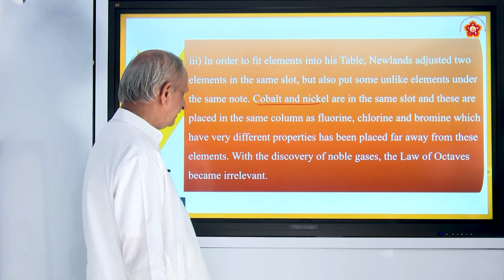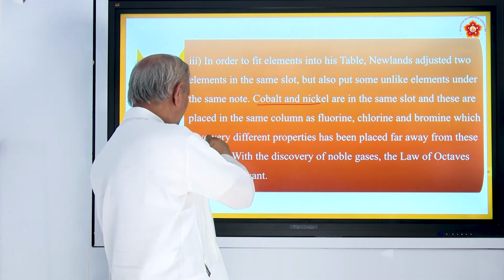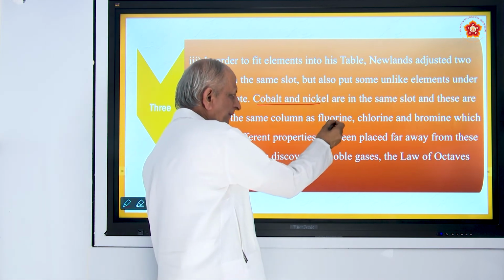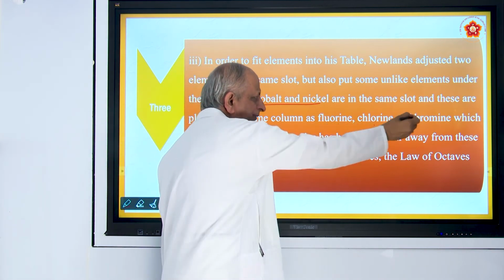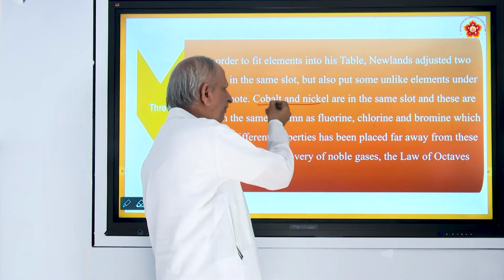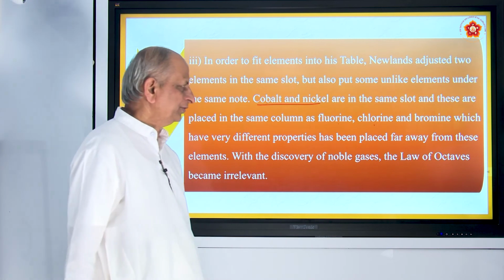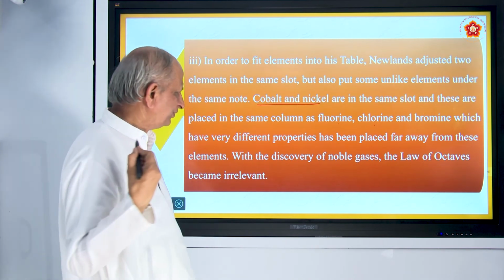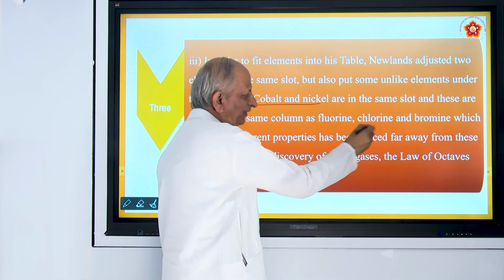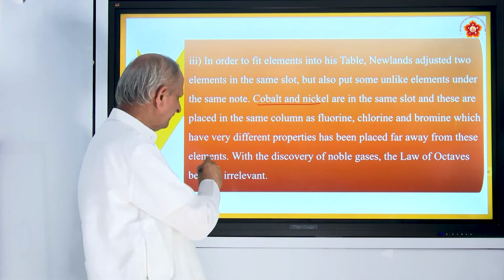So he had some difficulty in that, for which he had no answer. Very different properties. The properties of chlorine and bromine, the halogens, are quite different from those of cobalt and nickel. So he could not answer what to do with that. So what is the solution? So elements with different properties have been placed far away from these elements.